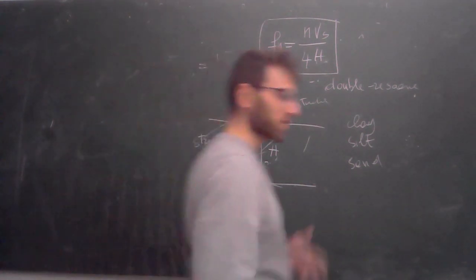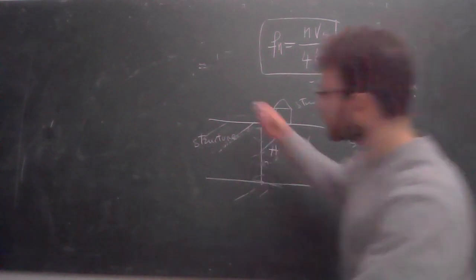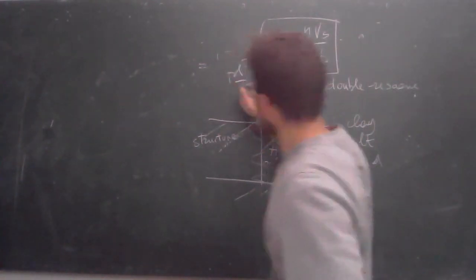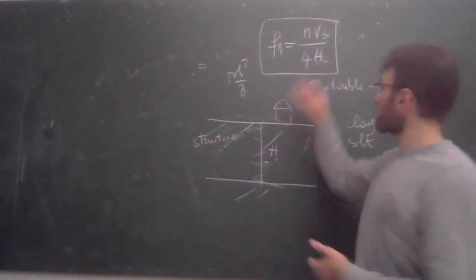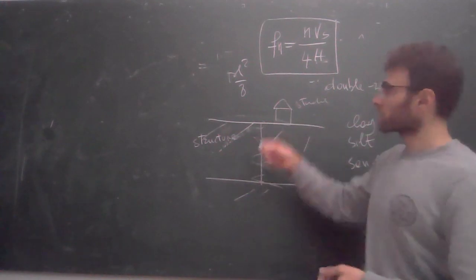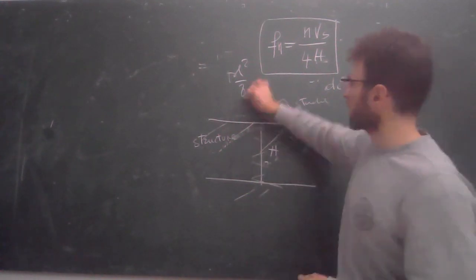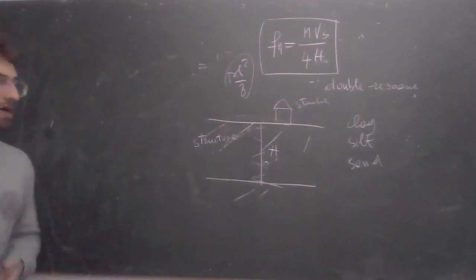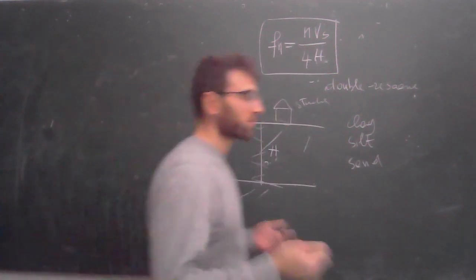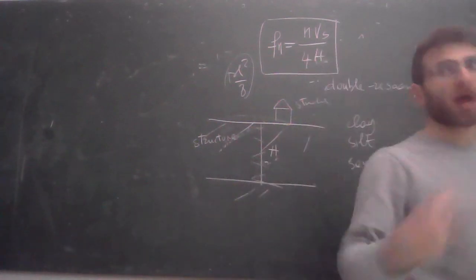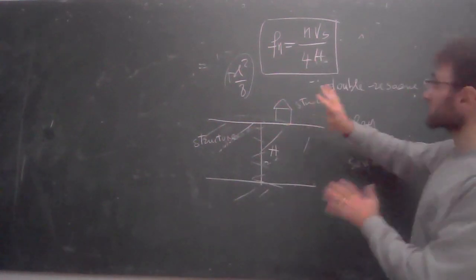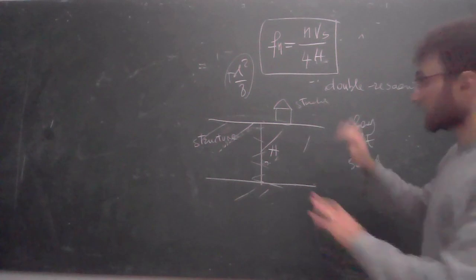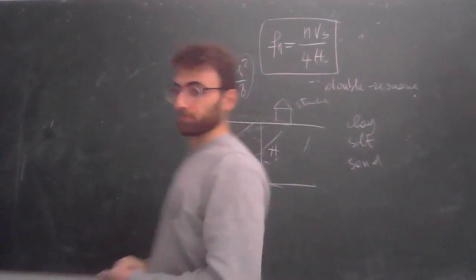Vs over 4h is an expression that you remember like PL squared over 8. Geotechnical engineers know that term as structural engineers know the bending moment of a simply supported beam. It's a very, very common equation. We can obtain this straight away using the wave equation, as we did.